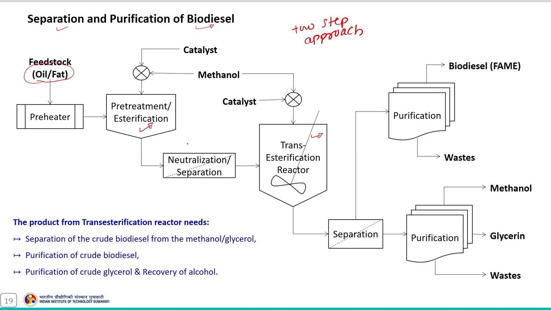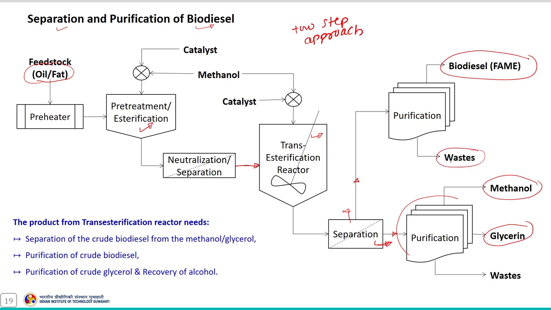At the end of the esterification process, the product is purified by removing the water and the other impurities, and the resultant mixture is transesterified to convert into the ester, and the product mixture is allowed to separate crude biodiesel from the methanol and glycerol phase, followed by its purification. So, the glycerol which is obtained at the bottom can be purified to obtain methanol and pure glycerin, and the crude biodiesel, that is the top layer in the separation vessel, can be purified to produce biodiesel and waste.